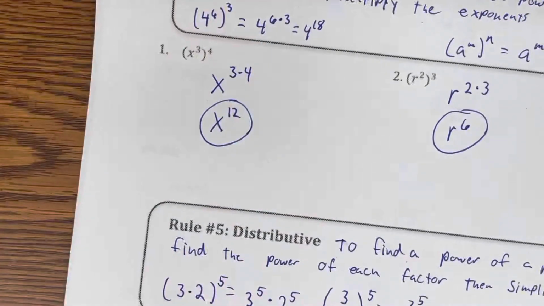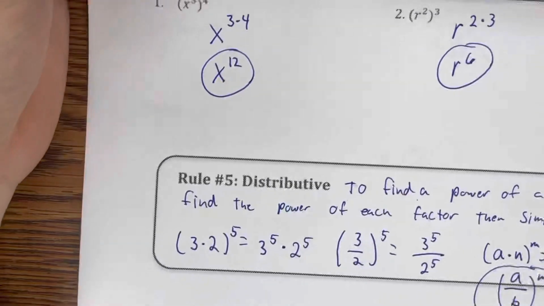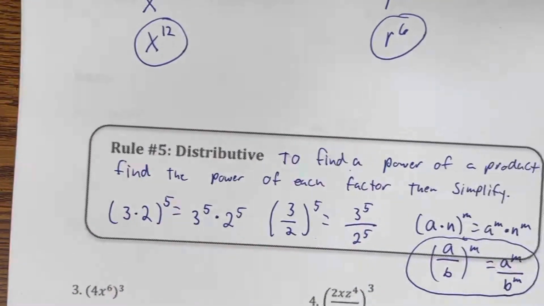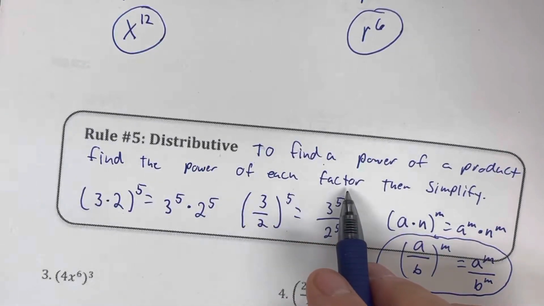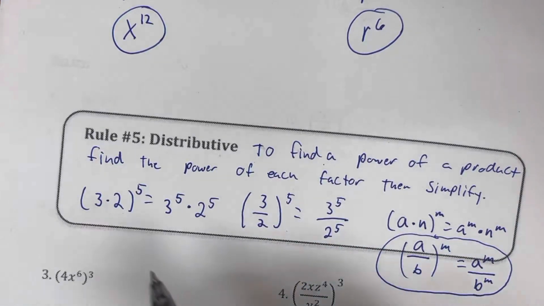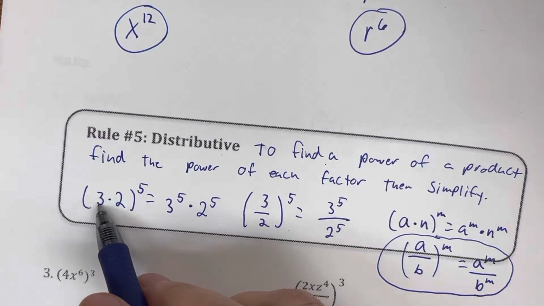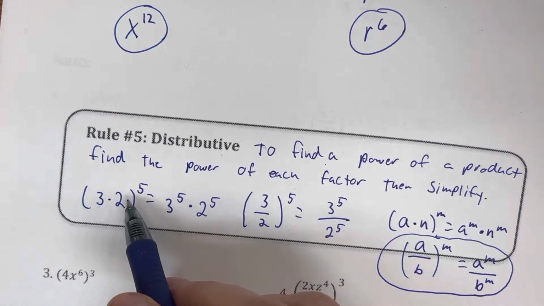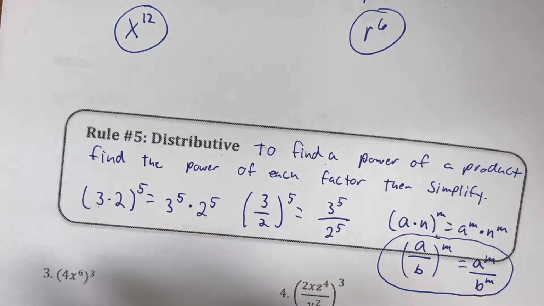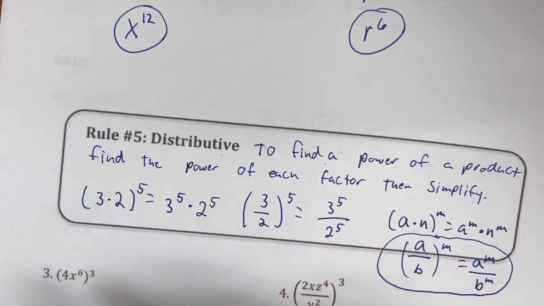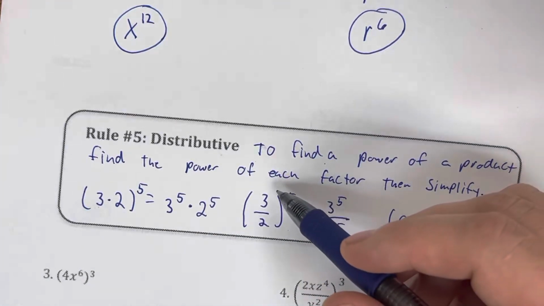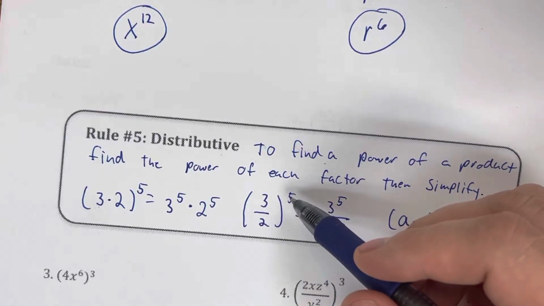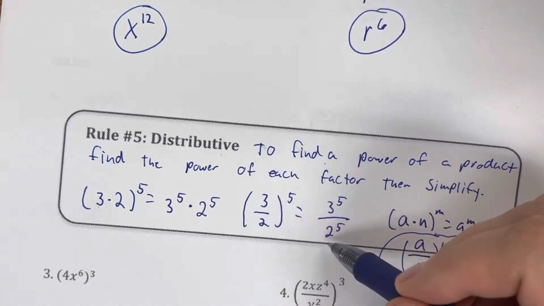Now with the distributive property involved with this, we have to find a power of a product or a power of a quotient, we find the power of each factor, then we'll simplify, okay? So 3 and 2, those are factors. We're taking 3 times 2. So I have to take 3 to the 5th and 2 to the 5th, and that'd be 3 to the 5th times 2 to the 5th. As a quotient, if that power is outside the parentheses, it gets distributed to every factor inside. So that'd be 3 to the 5th over 2 to the 5th.